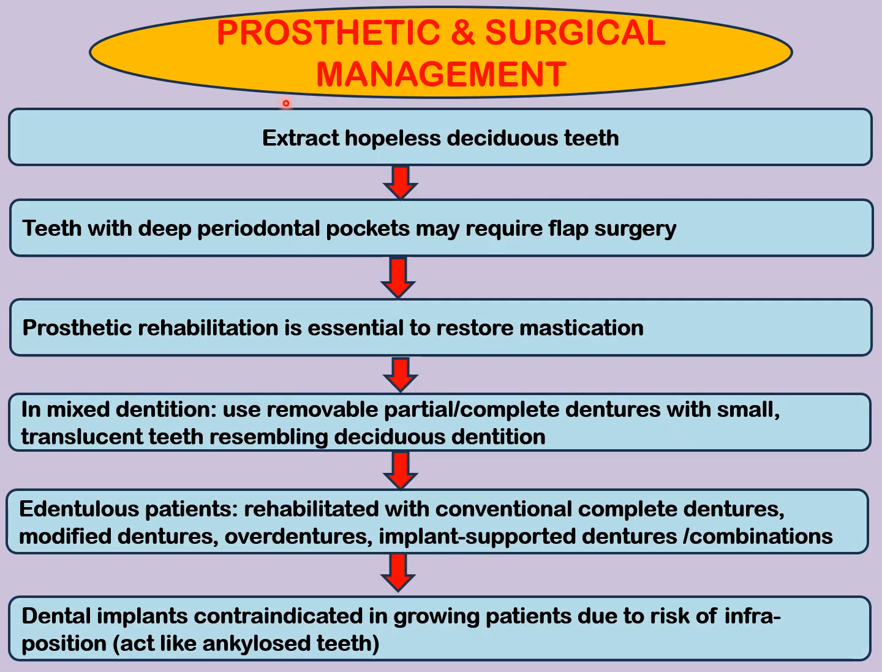Talking about the prosthetic and surgical management, we extract the hopeless deciduous teeth, and the teeth with deep periodontal pockets are treated with flap surgery, and prosthetic rehabilitation is given to restore normal mastication. In mixed dentition, we use removable partial or complete dentures with small translucent teeth resembling the deciduous dentition, and edentulous patients are rehabilitated with conventional complete dentures, modified dentures, overdentures, implant-supported dentures, or a combination of these. Dental implants are contraindicated in growing patients due to the risk of infraposition.